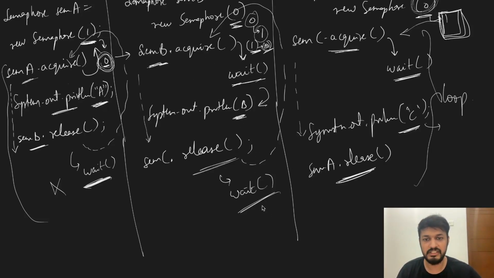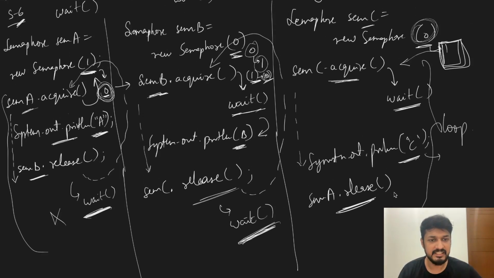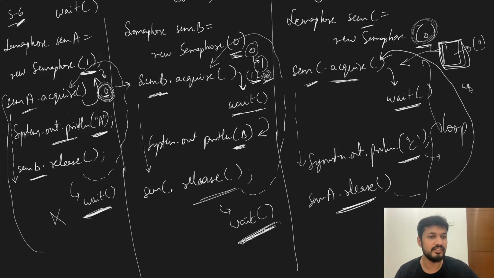What about thread B? Thread B will remain in wait state. What about thread C? Thread C will go again and try to acquire a permit on semaphore C. But since it has already acquired the one permit which was released by thread B in the previous iteration, the permit count has already changed from 1 to 0. Therefore, thread C will again go ahead in waiting state, right? And this process will keep on repeating itself n times, right?